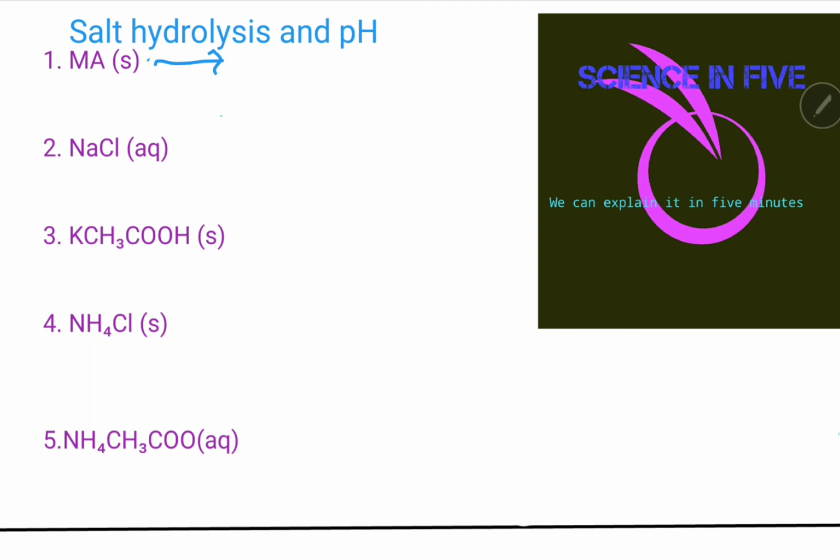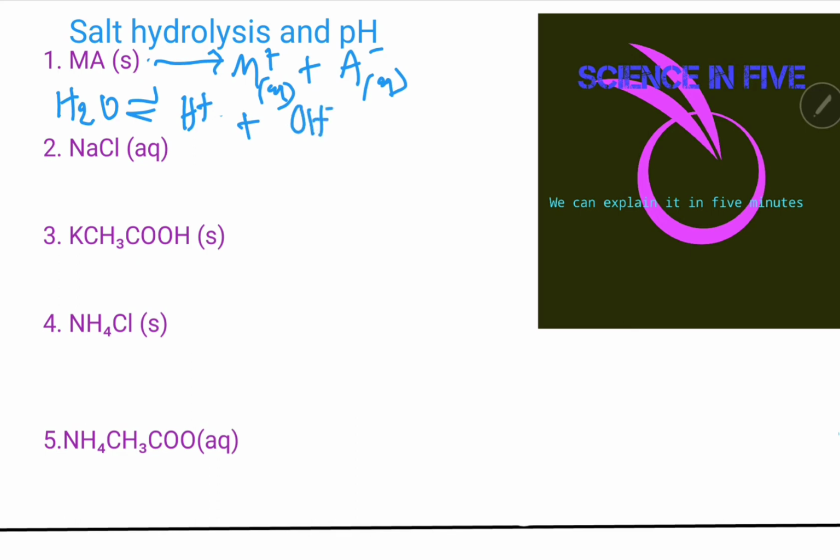So the first example, I've got a hypothetical salt solution MA. M represents the positive part, the cation. A represents the acid radical. So MA ends up being split into M+ and A-. Both of these are aqueous in solution. At the same time, we have H2O undergoing auto-ionization to form H+ and OH-.